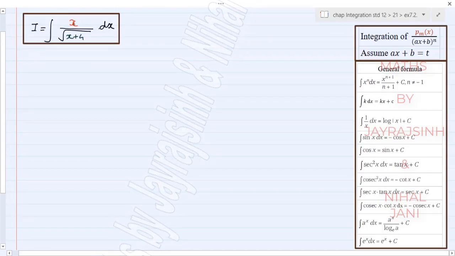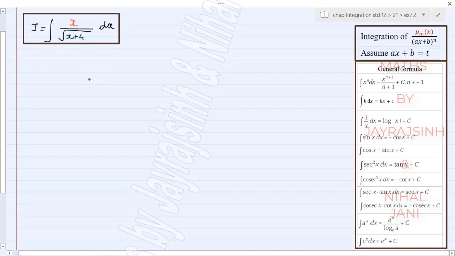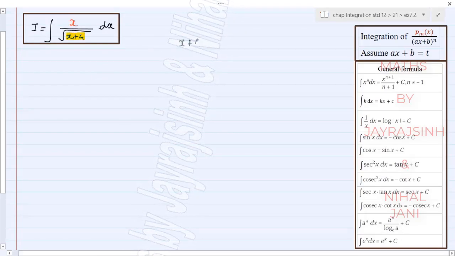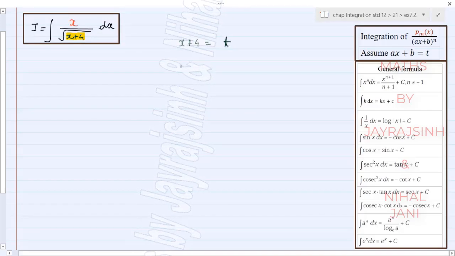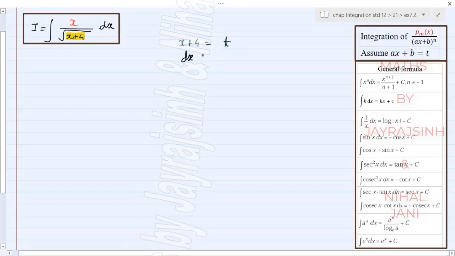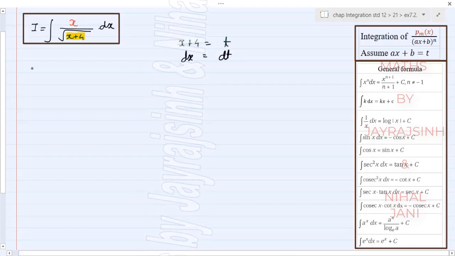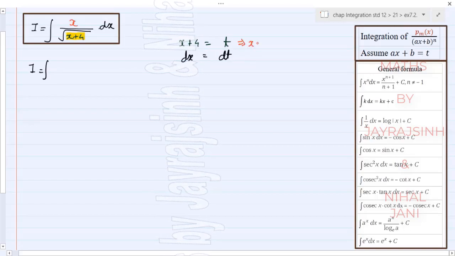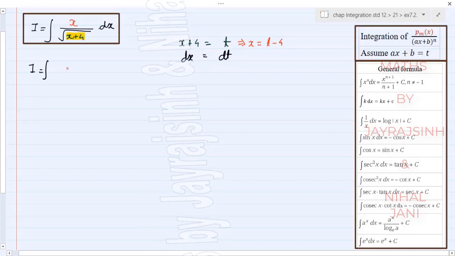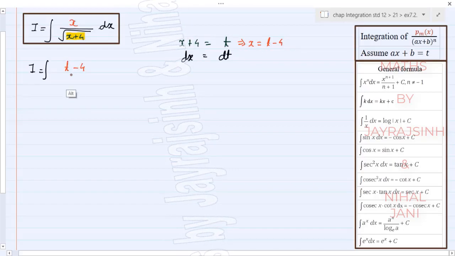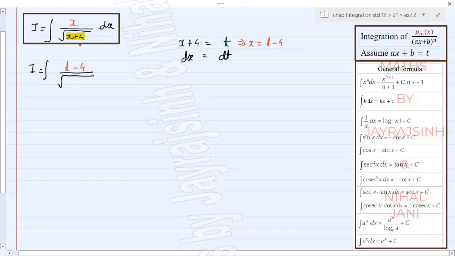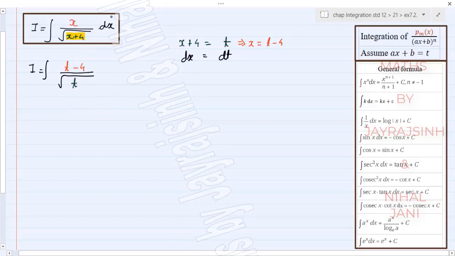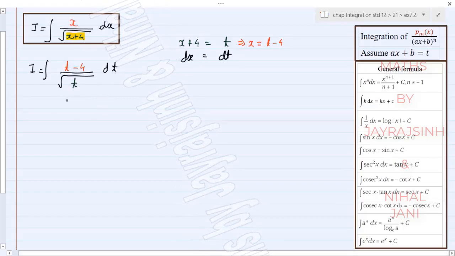Here we have to integrate x upon under root of x plus 4. Here x plus 4 is your inner function. So let's assume x plus 4 is equal to t. So we can say your dx will be dt. So we are ready to modify our integration. Instead of x, we can get t minus 4. So let's write down t minus 4 in the numerator upon under root of, instead of x plus 4, we have to write down t. And dx will be replaced by dt.